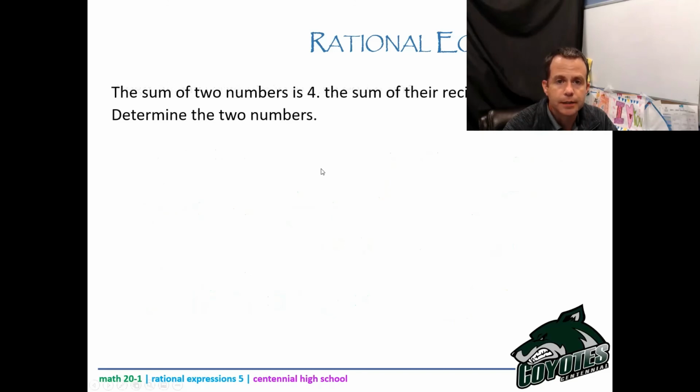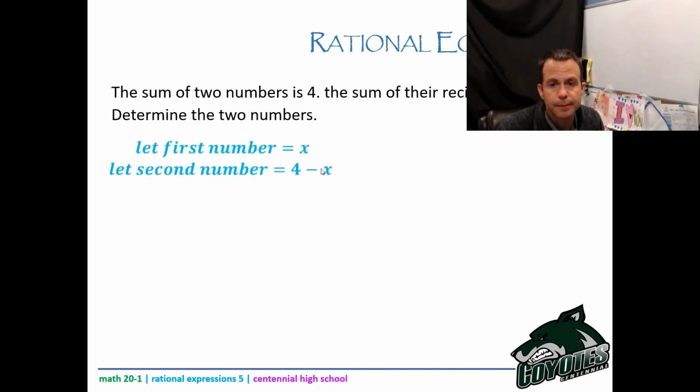All right, let's try a word problem. You know you want to. The sum of two numbers is 4. The sum of the reciprocals is 4 over 3. Determine the two numbers. So I'm going to call the first number x. So I'm going to say let x equal the first number. But think this through. If the first number is x, the second number has to be 4 minus x. Otherwise, they wouldn't have a sum of 4. So I know my two numbers are going to be x and 4 minus x.